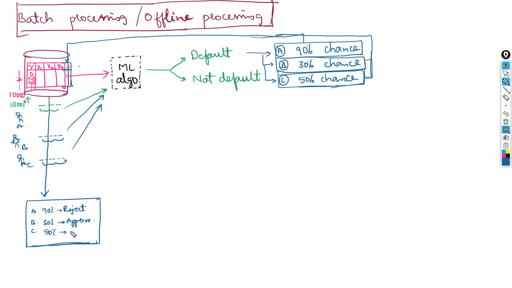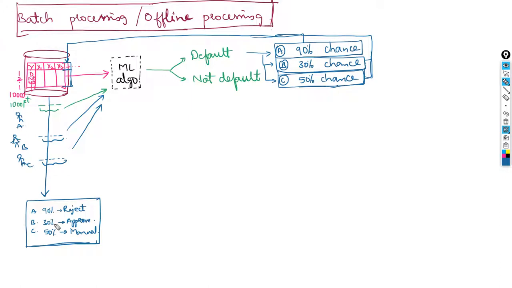And for customer C, probably you'll say, okay, let me again get some collateral. Let me ask that person to pledge his property against this loan, or some other manual intervention is what you might do. So ultimately you're taking decisions, or you might automate this process and say that if the probability of someone defaulting is greater than 80%, reject straight away.